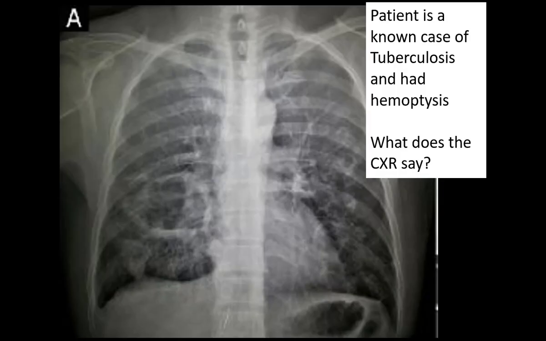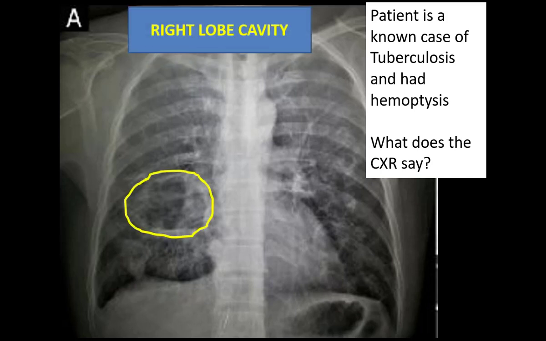Now a patient is a known case of tuberculosis and had hemoptysis. What does the chest X-ray say? There is a cavity on the right side of the lung if you see clearly. Apart from that there are increased bronchovascular markings. This is a thick walled cavity which is lying in the right side of the lung. So this is a right lobe cavity.